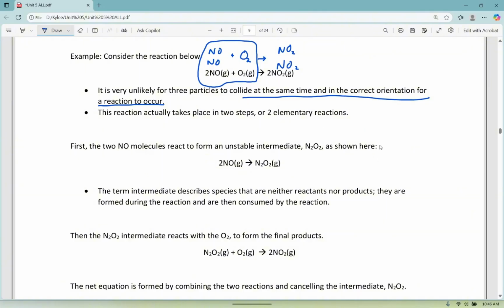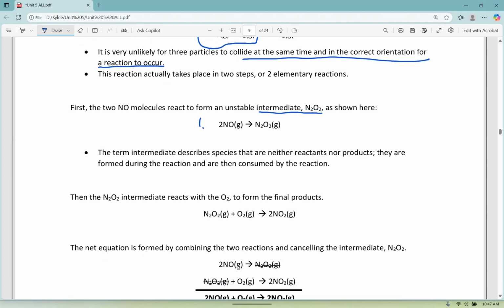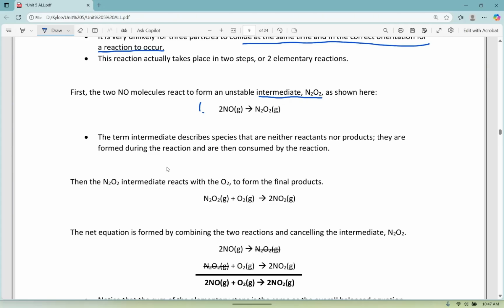So this reaction is an example of one that occurs in a series of steps. So step one, the two NO molecules will collide together and they will form what's called an intermediate, N2O2. And this intermediate is super unstable. And so once the intermediate is formed, then the intermediate is going to react with the oxygen to form the two NO2 molecules. So this would be step two of the reaction.